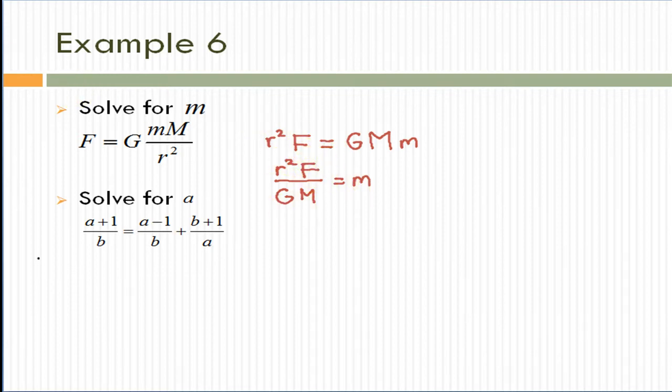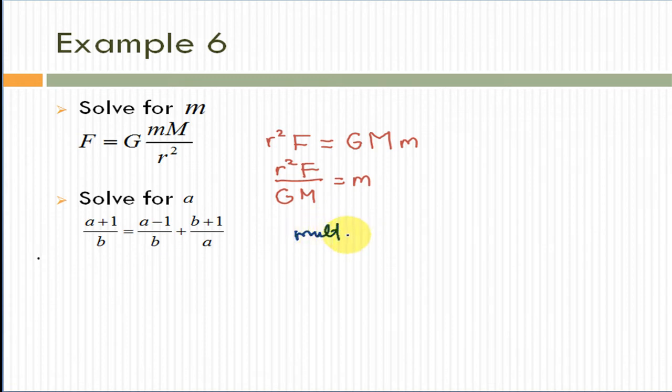Okay, let us continue. Solve for little a. Again, here we are dealing with equation involving fractions. So to simplify this expression, we can multiply both sides of the equation by a common multiple of the denominators. And here the common multiple, the easiest common multiple will be a times b. So multiply both sides by ab.